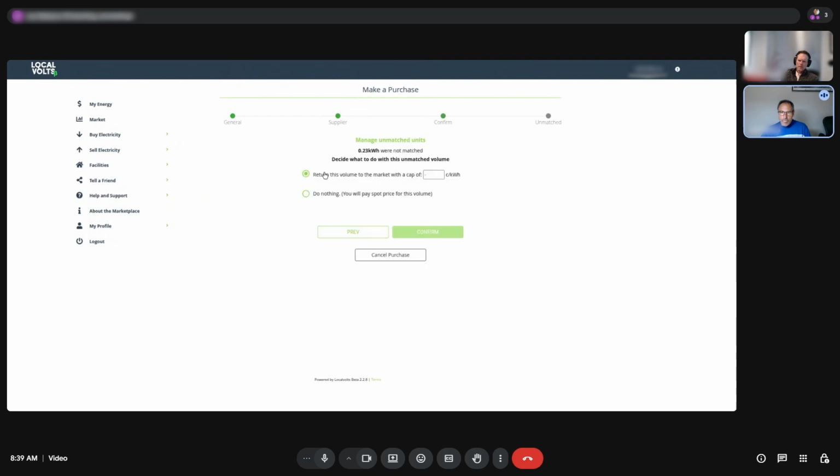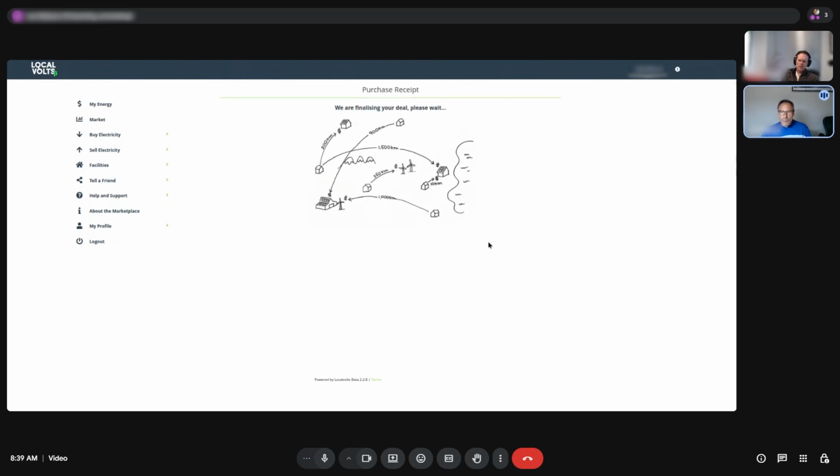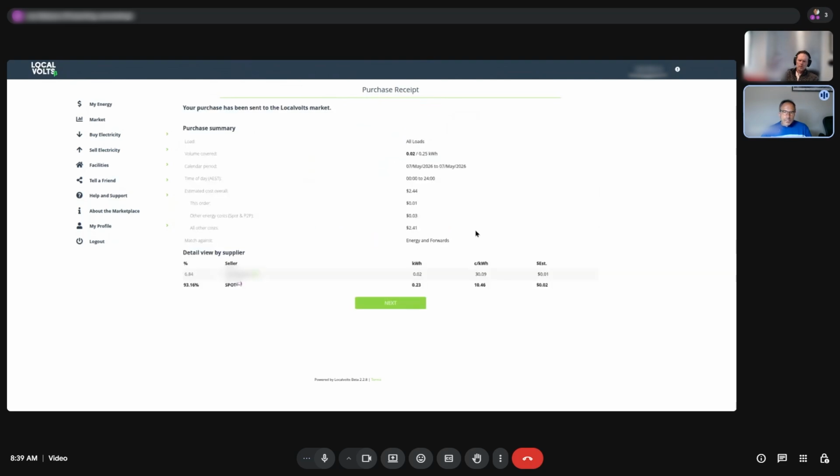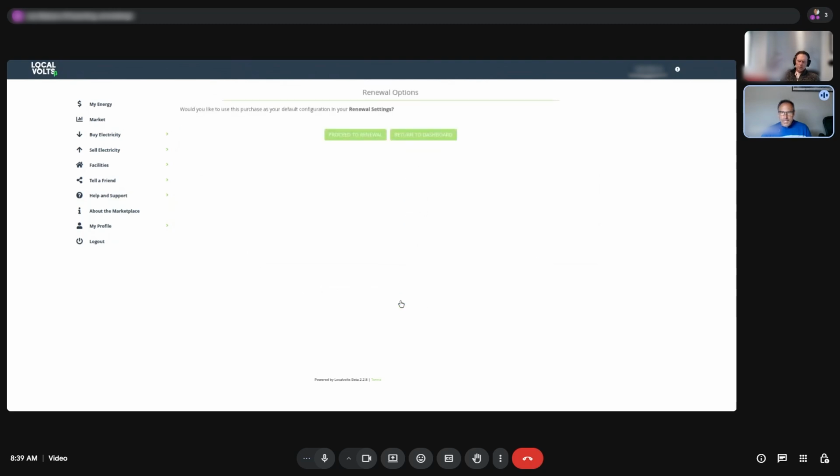I'll choose next. I won't bother returning it to the market because it's a sort of one-shot trade. So I'll do nothing and confirm. Finalising the deal. So I've now spent an estimated $2.44, to be confirmed once all the metadata is in and we know what the actuals are. And only a small amount was actually covered, but all with me as the seller.